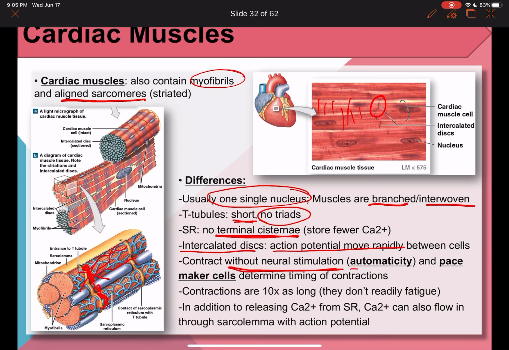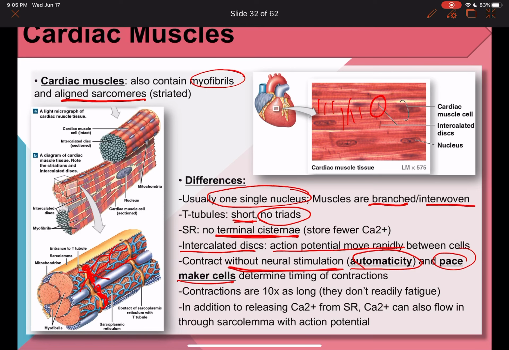Okay, this is called automaticity. Your heart cells actually have a little area within the heart called the sinoatrial node, which we'll talk about next semester, that has these cells called pacemaker cells. That's what determines the timing of the contraction and sends out an electrical stimulus that goes through the rest of the cardiac muscles for them to have that constant heart rate.